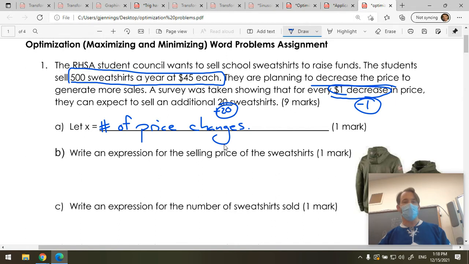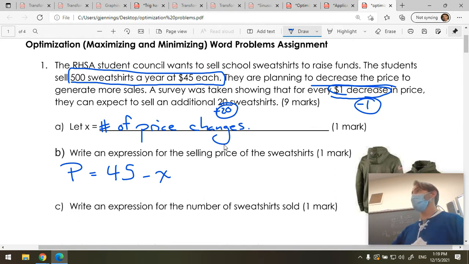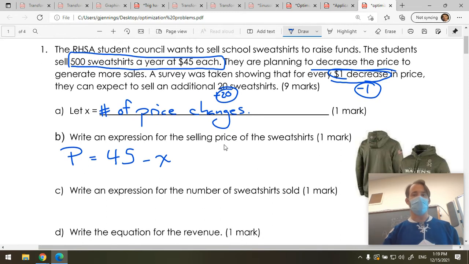Now the selling price of the sweatshirts, we're going to say P is price, and that's going to be equal to, what's the price of the sweatshirts? If x is the number of times we've taken $1 from the price. 45 minus x is going to do it. 45 is the initial value. That's the price if we did not change the price. That's the price with 0 price changes. But then we're going to subtract the value x from this, which is going to give us the new selling price. If we change the price 5 times, the price is now $40. Okay? So that's the selling price of the sweatshirts.